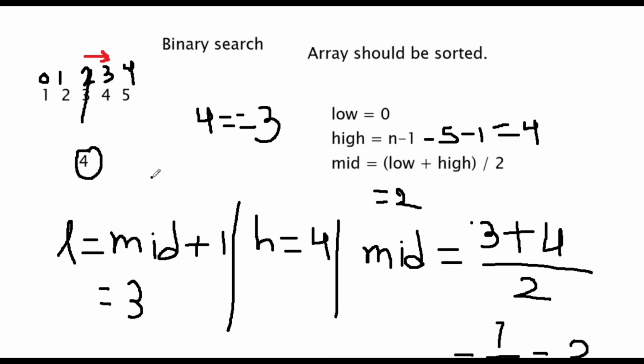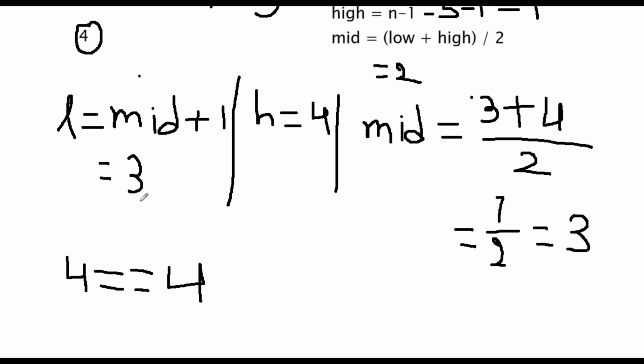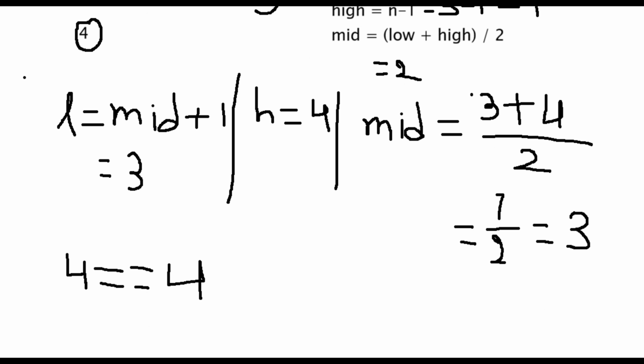Simple, guys. First, we take the low, high, and mid values. Again, if our element doesn't match the mid value, we change: we take low equals mid plus 1. This is the first case, whatever example we have seen.